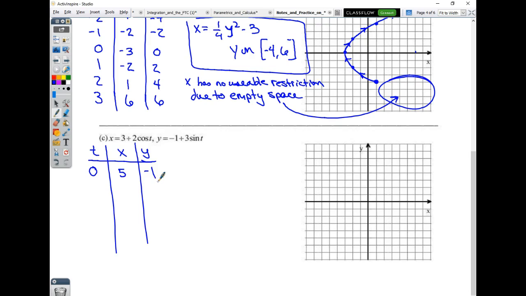Pi over 6 would give us a value. Pi over 4 would give us a value. Pi over 3 would give us a value. But the problem with each one of those is we'd have root 2s in there, wouldn't we? Yes. Or even root 3s. If we use pi halves, we're going to get 0s and 1s and -1s. Those are my only option, right? Yeah. Remember, our goal is to try to keep this easy.